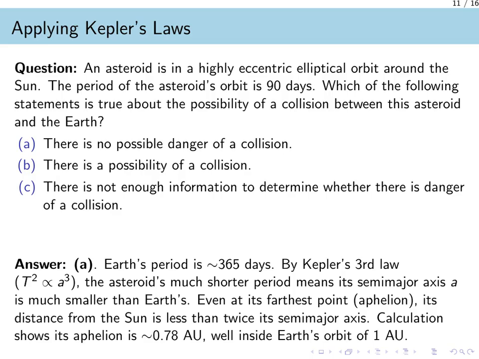Because the asteroid's period is significantly smaller, its semi-major axis must also be significantly smaller. This means its entire orbit is, on average, much closer to the Sun. Even though the orbit is highly eccentric, its farthest point from the Sun, called the aphelion, is still constrained by its small semi-major axis. The asteroid's aphelion distance is well inside Earth's orbital radius of 1 astronomical unit. The asteroid's entire path is safely contained within Earth's orbit. Therefore, there is no possible danger of a collision.